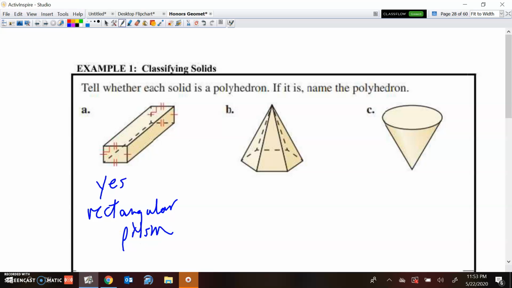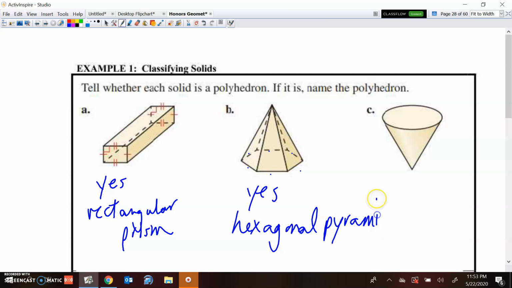Now the next one, again, yes, all of my faces are polygons. So I look at the bottom, it's a 1, 2, 3, 4, 5, 6. This is going to be a hexagonal pyramid. And then my last one is not a polyhedron. It's a cone, and that curved side and the base are not polygons.